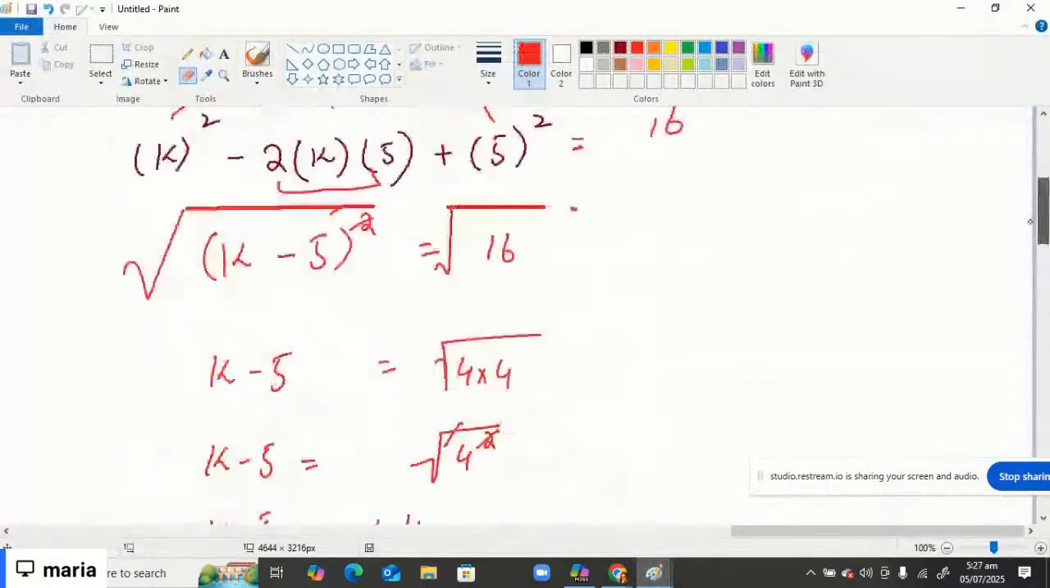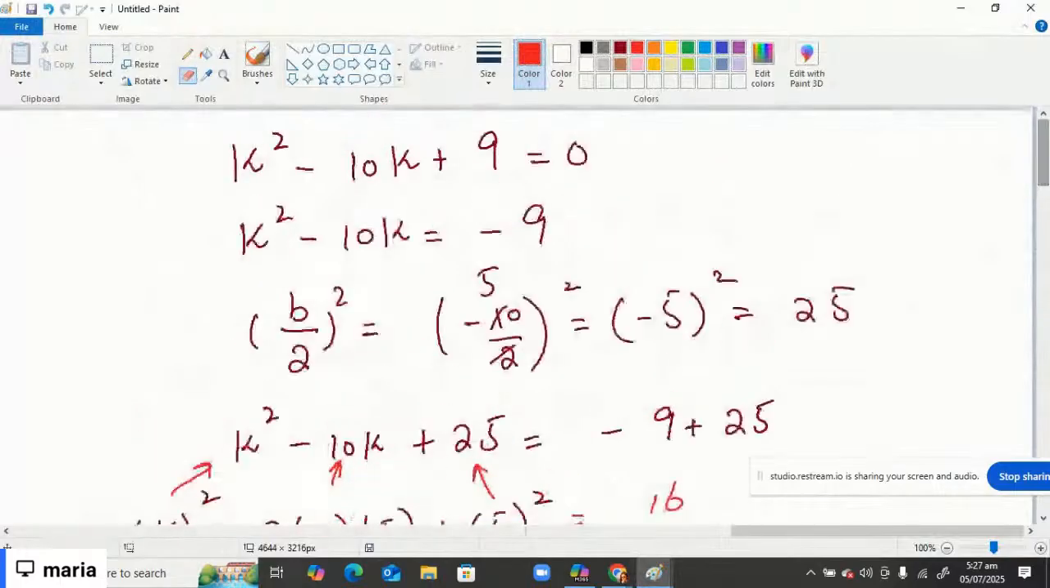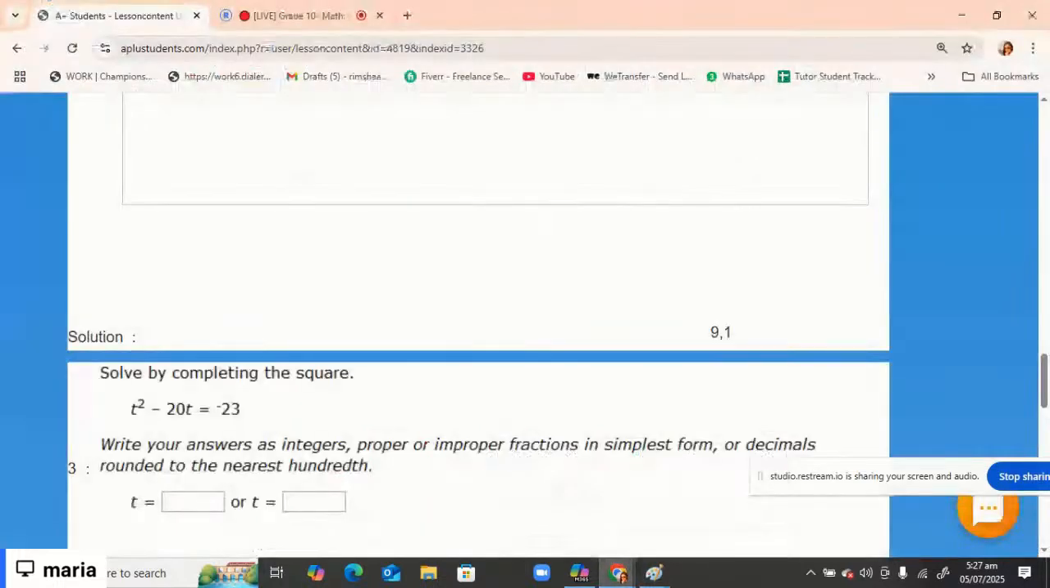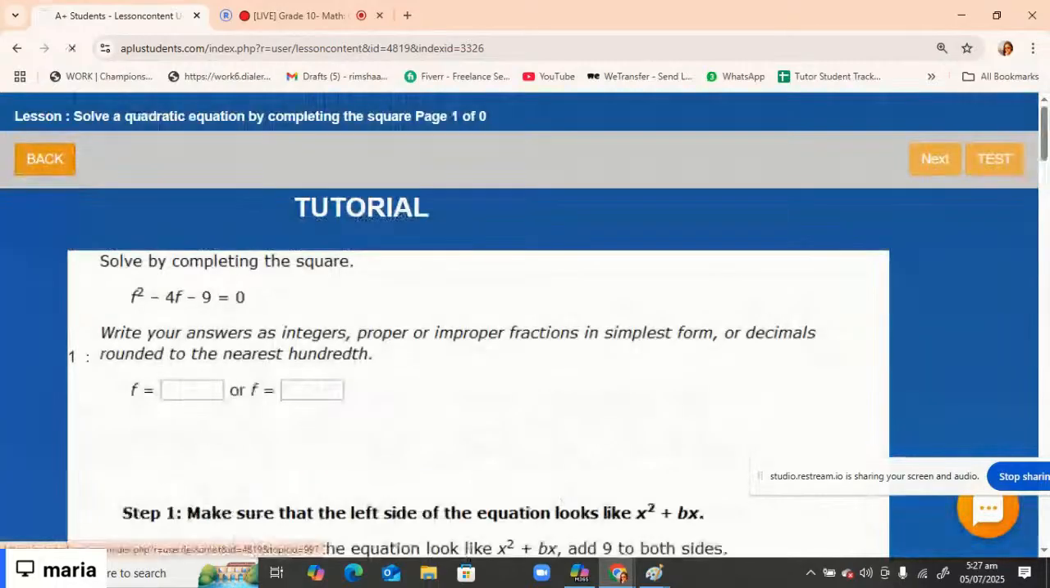Okay. Hope you guys understand this lesson, how to do completing the square using the quadratic equation. This is the quadratic equation, then we are applying the completing square method over that. Solve the rest of the questions by yourself. Hope you guys understand this lesson as well. Now let's start the next lesson, okay?